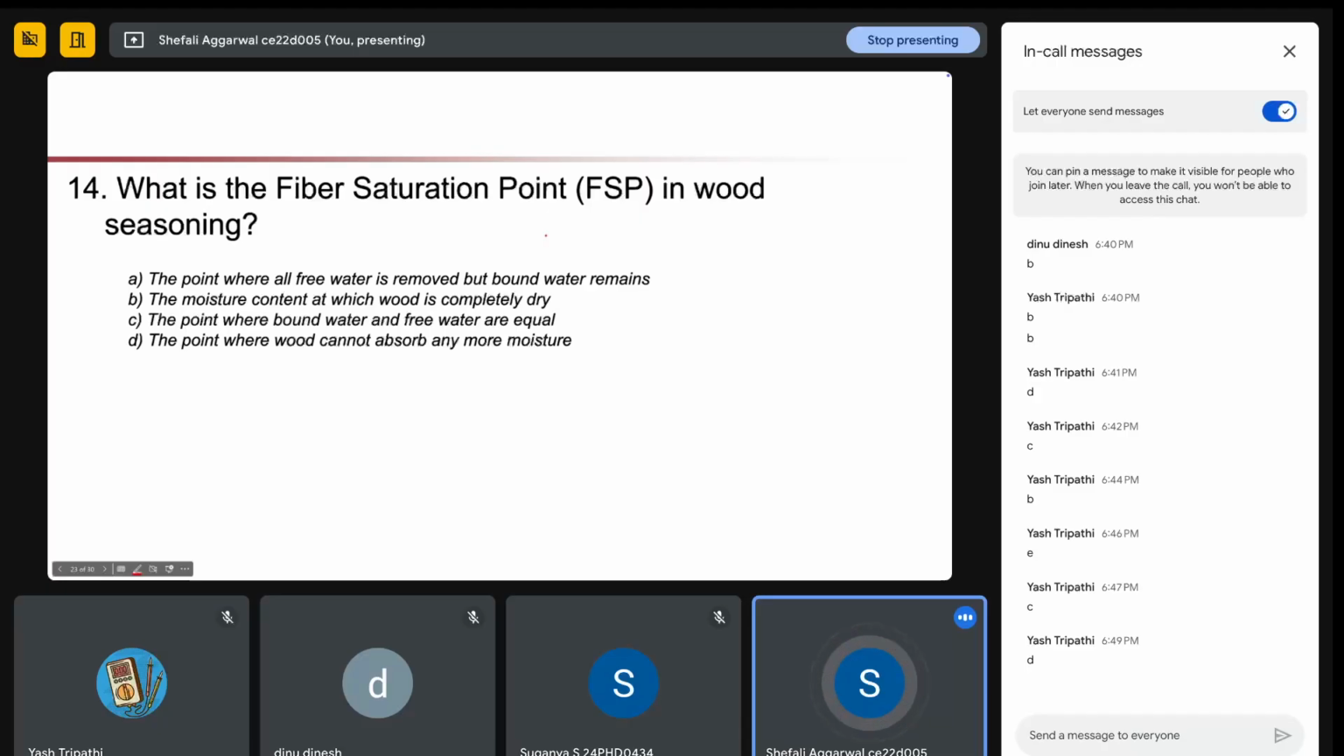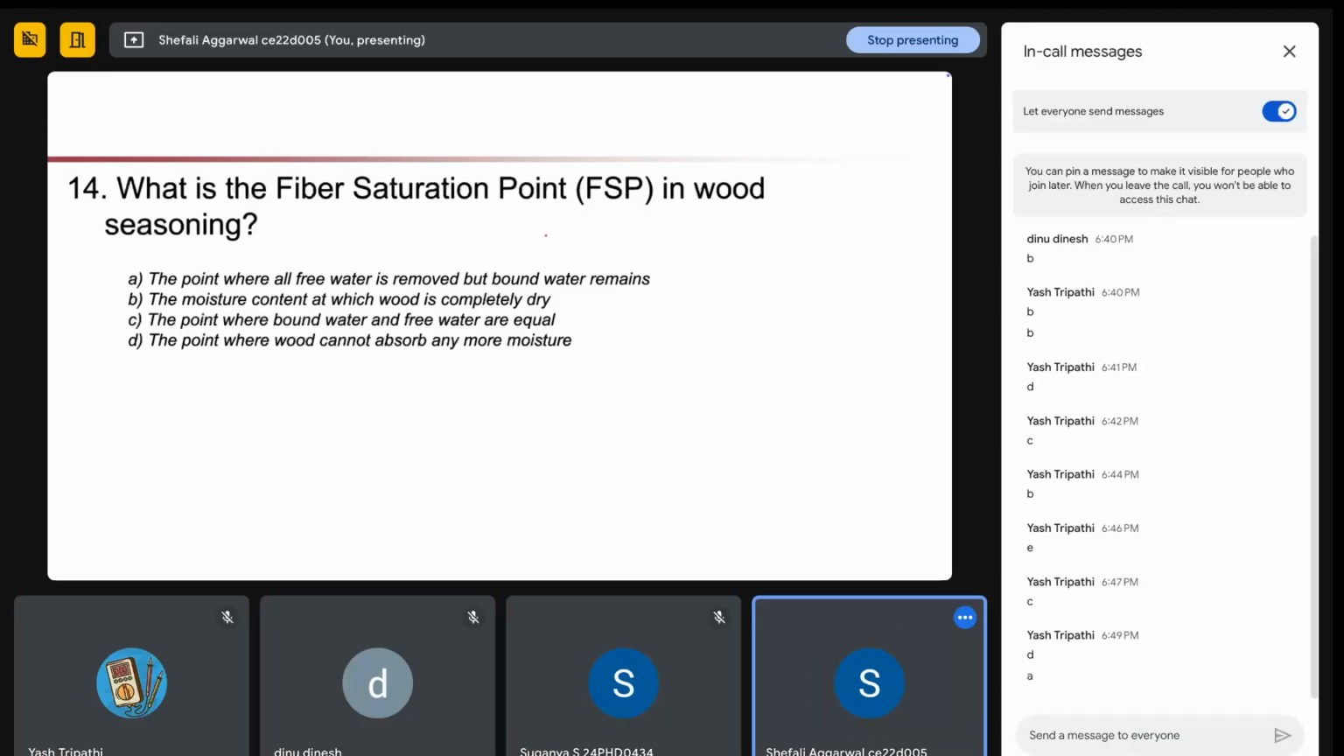Next question is, what is the fiber saturation point in wood seasoning? The point where all free water is removed but bound water remains, the moisture content at which wood is completely dry, the point where bound water and free water are equal, the point where wood cannot absorb any more moisture. A. Yeah. So the fiber saturation point is when all free water is removed and only bound water remains. That is called the fiber saturation point.